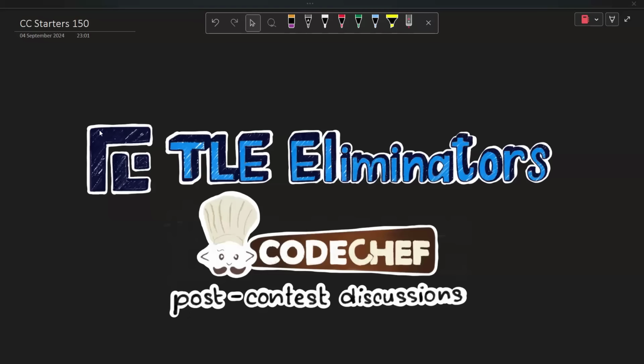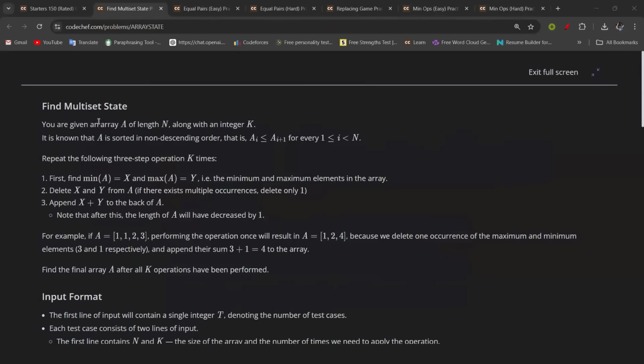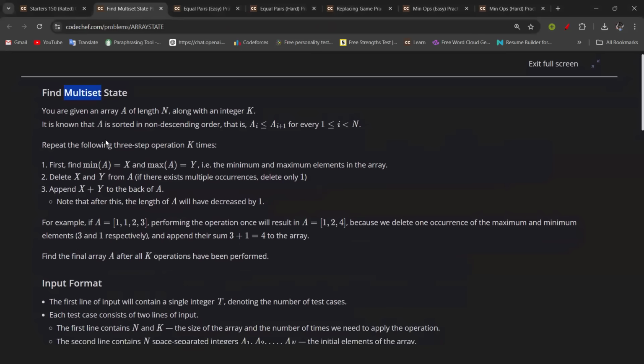So in the first problem, this is find multi-set state. The heading of the problem only gives us a hint about the solution of the problem, in which multi-set is mentioned. Okay, but anyways, let's read the problem.